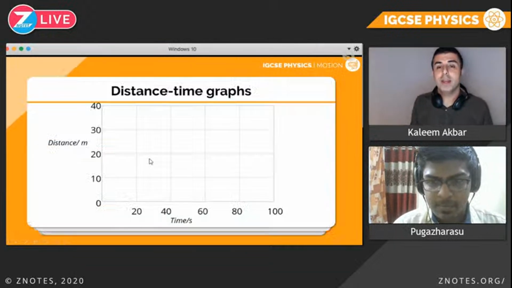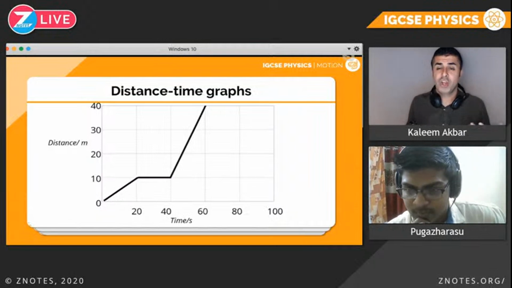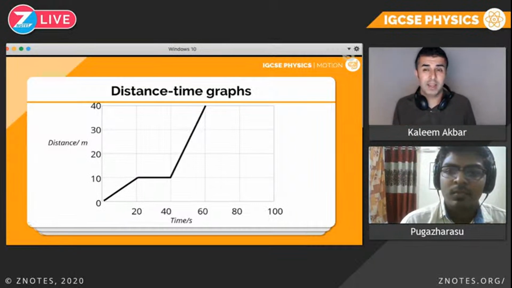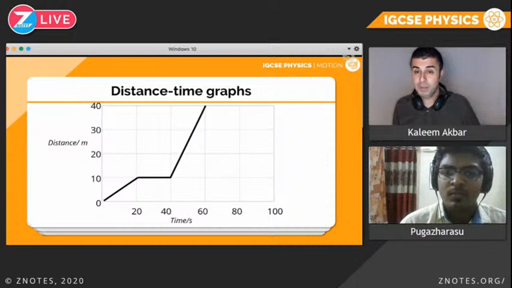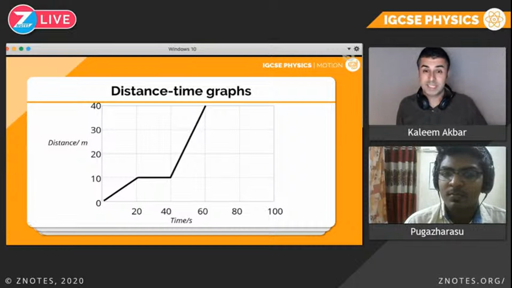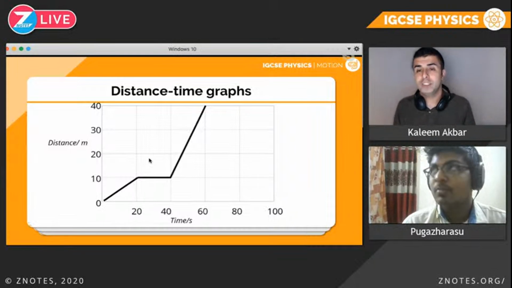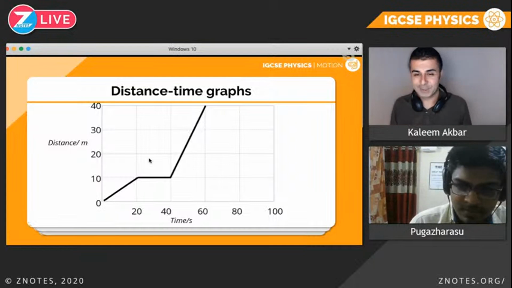So here you are going to be looking at a typical distance time graph that you could come across in an exam. Now here's the thing, compared to speed time graphs, these things are a little bit more rare. So speed time graphs would definitely be top of the list, and distance time graphs, whilst they come up, don't come up as much. Now, what are you expected to know, and what are the common mistakes?